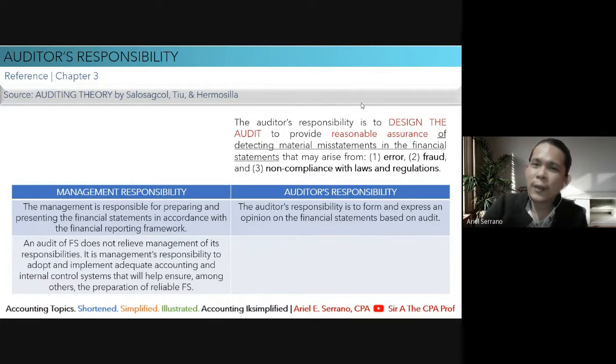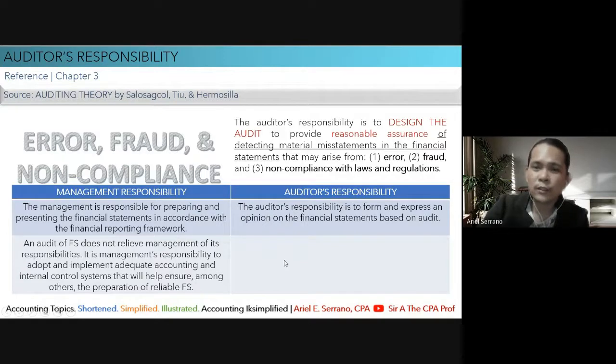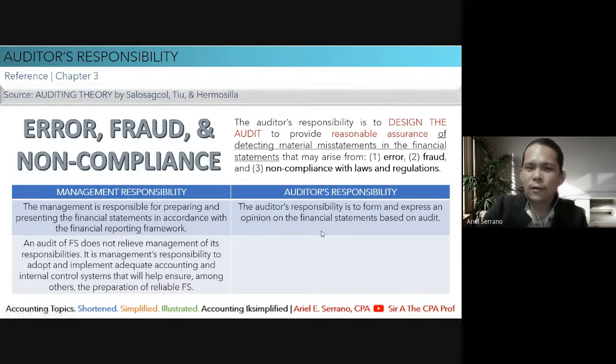The auditor's responsibility is to design the audit to provide reasonable assurance of detecting material misstatements in the FS that may arise from error, fraud, and non-compliance with laws and regulations. So para madali itong tandaan ninyo, error, fraud, and non-compliance. Okay? Kasi 'di ba, ang responsibilidad ng isang auditor ay mag-form and express an opinion. Okay? Siyempre, bago tayo makapag-provide ng opinion, we have gathered enough evidence to support our conclusion.